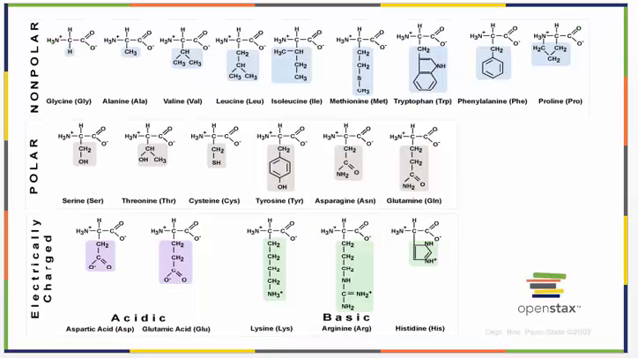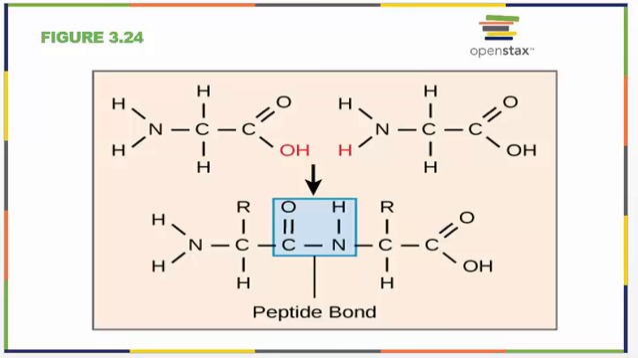There are 20 common amino acids found in protein, each with a different R group, that's the variant group, and it's going to determine the chemical nature of that amino acid. Peptide bonds are formed between individual amino acids through a dehydration synthesis reaction. We've studied this one quite a bit.